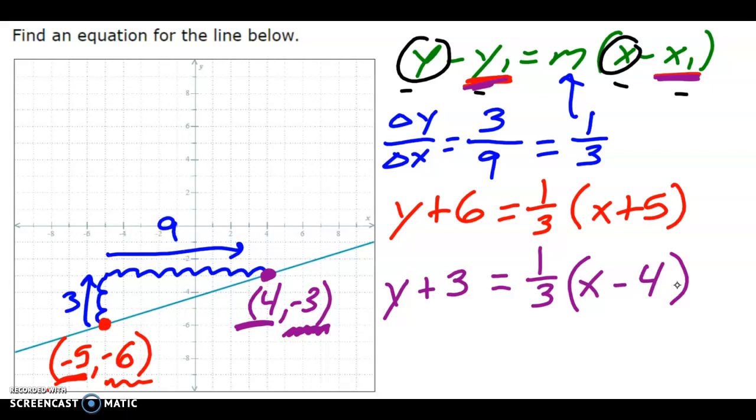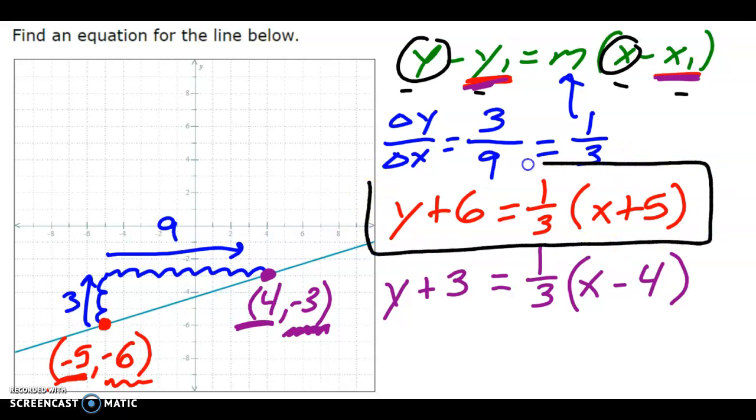And when we talk about turning these into slope-intercept form, you'll see that both of these simplify out to be the same exact equation when we get y all by itself. But we're not concerned with that today. Both of these would be correct final answers for today.